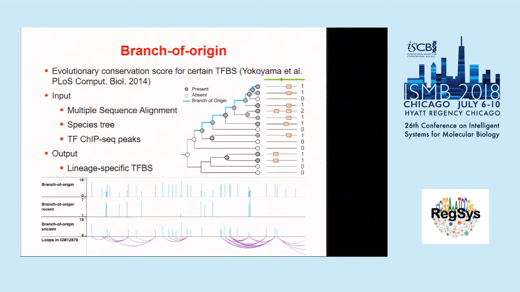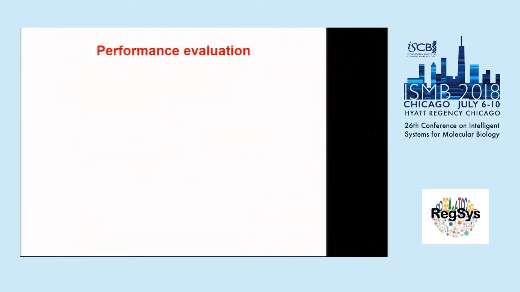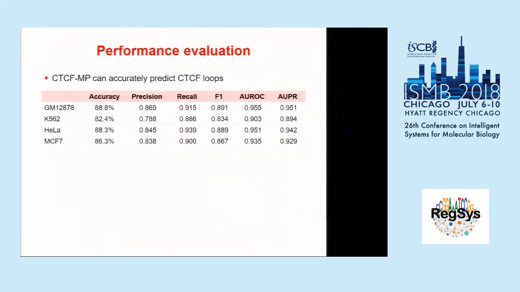Using all the features mentioned above, we train the boosted tree classifier, and here's the performance evaluation. As you can see, CTCF-MP performs pretty well across all the cell lines. Note that for all the experiments, they are done on individual cell lines, meaning that the training set and the testing set are from the same cell line.